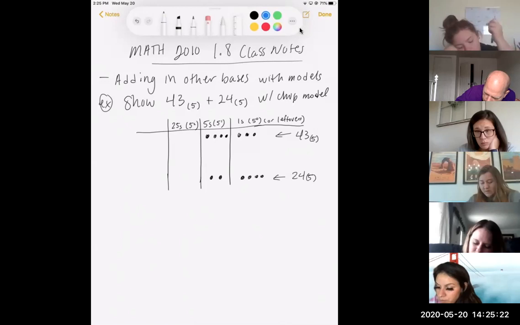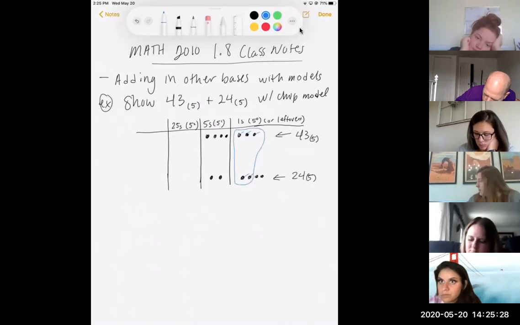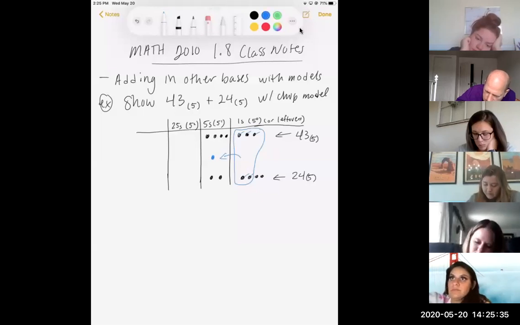Okay, so I'm going to group 5 dots here. So 1, 2, 3, 4, 5. I'm going to count out these 5 dots, group them together, and put that group of 5 into the 5s place. Now I'm going to count out 5 sets of 5 from the 5s place and group those together. 1, 2, 3, 4, 5.